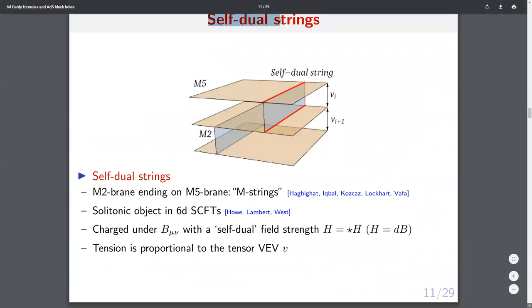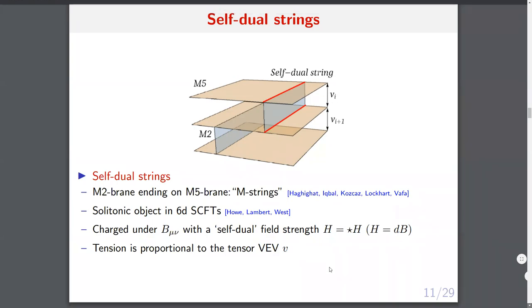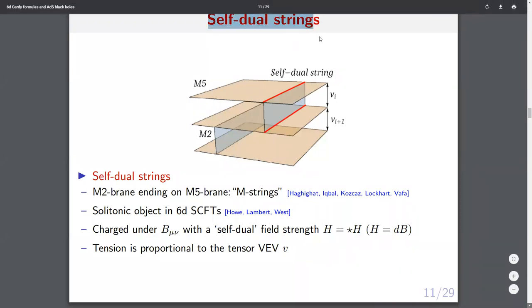So let me explain a bit more about the self-dual strings. The self-dual string is basically an M2-brane ending on M5-branes, and in this case it is more often just called an M-string. On the field theory side, it is a solitonic, string-like solution, which is charged under the two-form tensor field. And it is called self-dual because the field strength of this two-form tensor field satisfies a self-dual condition inside the 6D. Also, the self-dual string soliton is a tensionful object, and its tension is proportional to the tensor VEV v. So for example, this red self-dual string's tension is proportional to v1. So I'm going to use the self-dual string as a main building block to study the 6D physics.